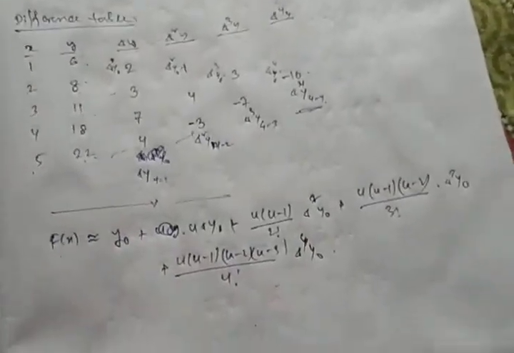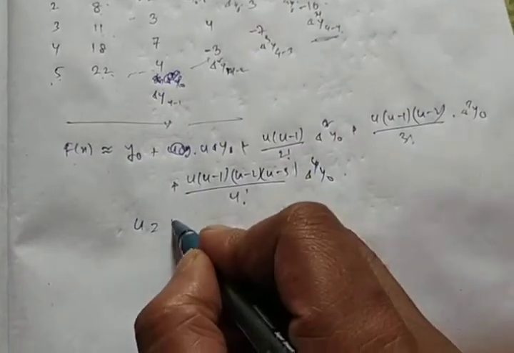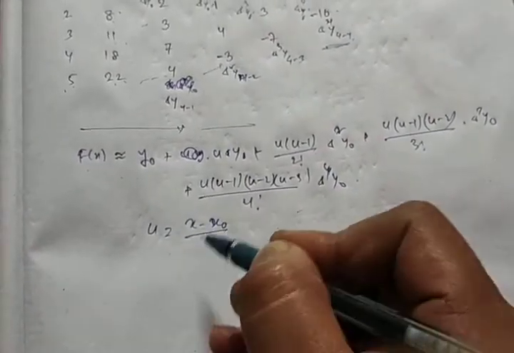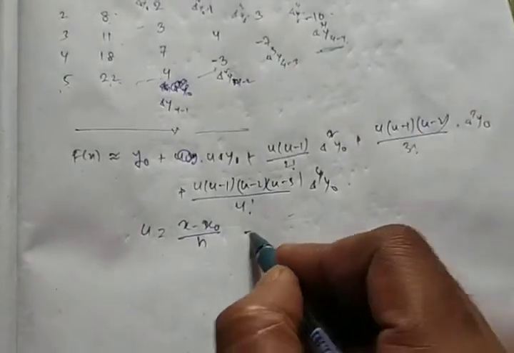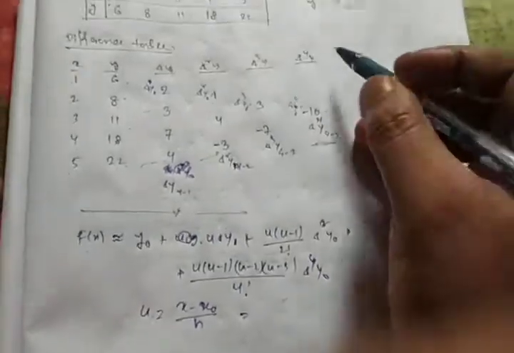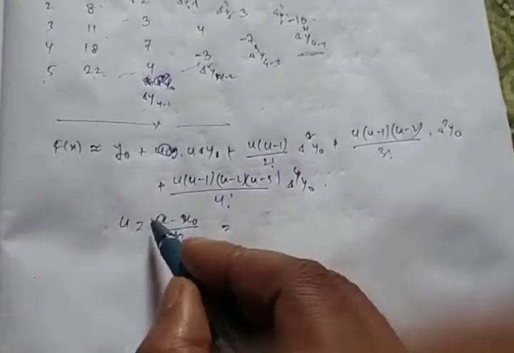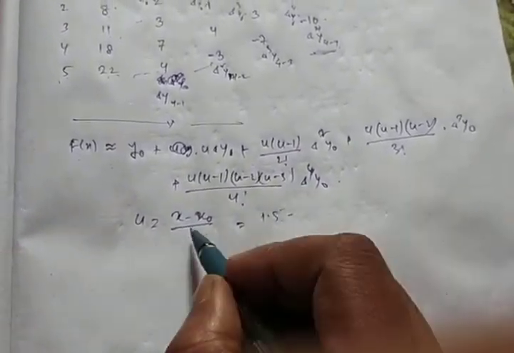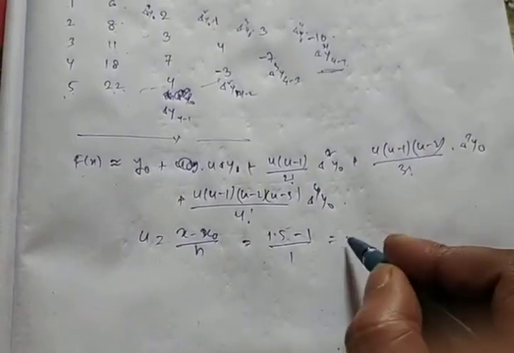Okay. Now u equals x minus x0 divided by h. Okay, now x is given as 1.5. We have to find the value at x equals 1.5. So we take 1.5 minus x0, which is given as 1, divided by h, the difference, the equidistance between the entries. So u equals 0.5.